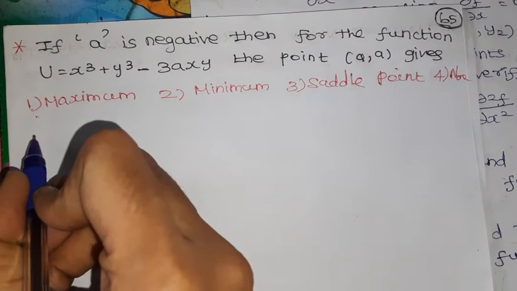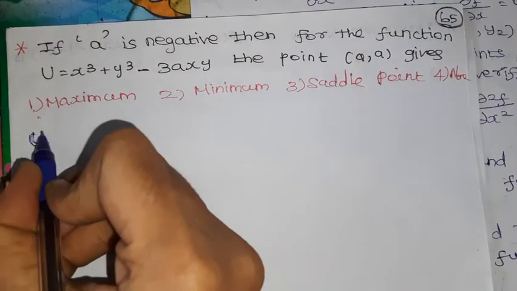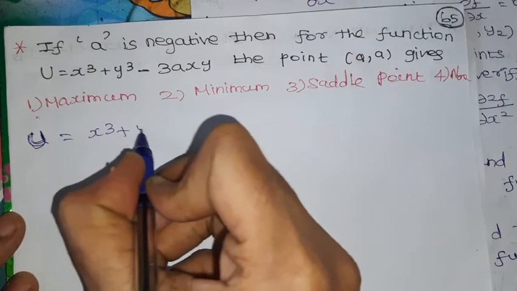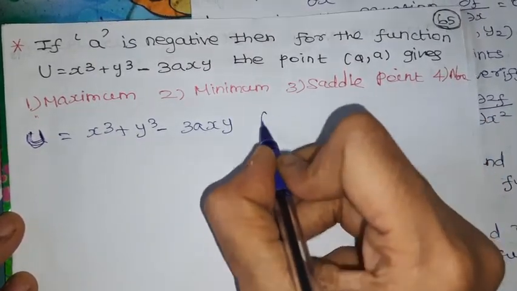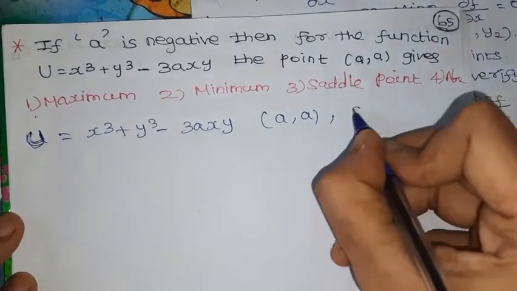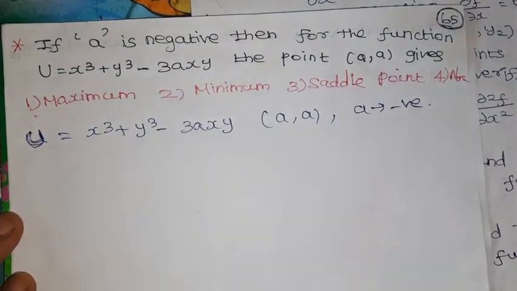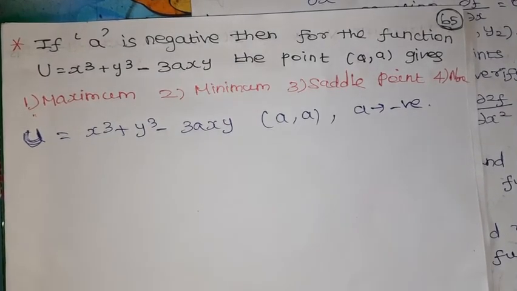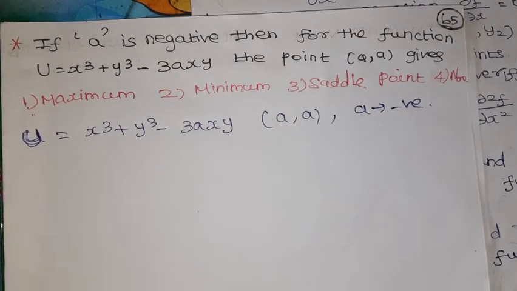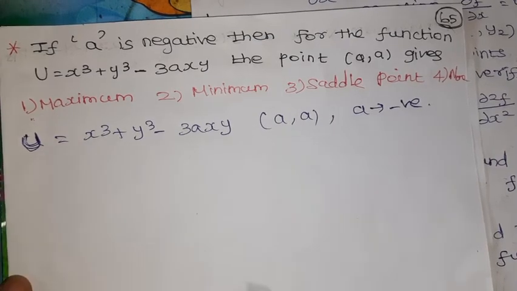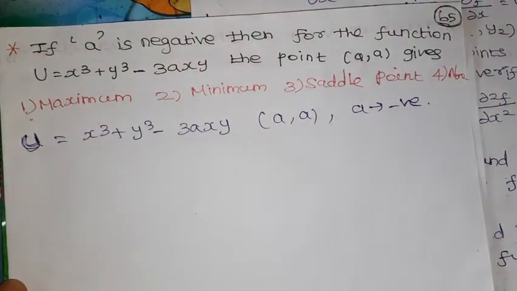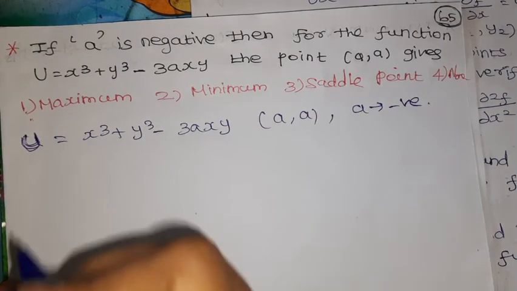First, we write the given function u equal to x cube plus y cube minus 3axy. The given point is A comma A, and A is negative. These are all the important points. We know that we need RT minus S squared and the R value. So first we need to find R, S and T, and then find out the maximum or minimum.